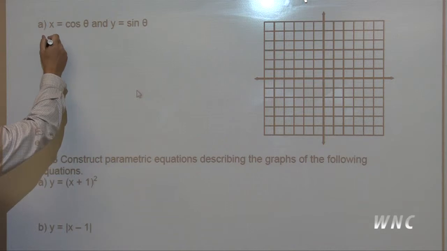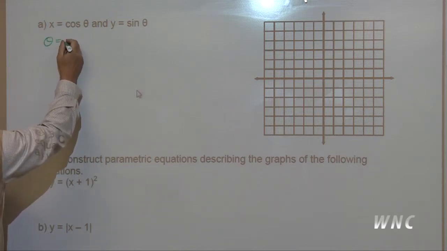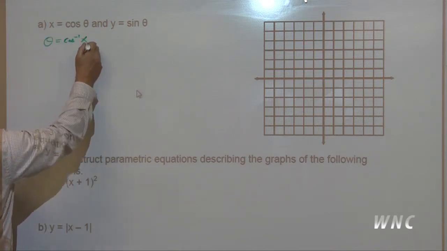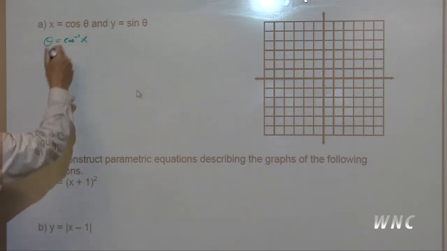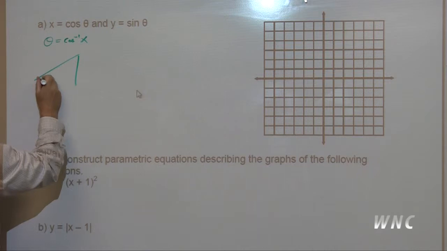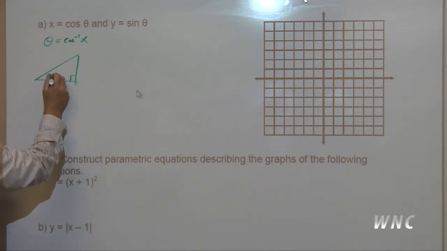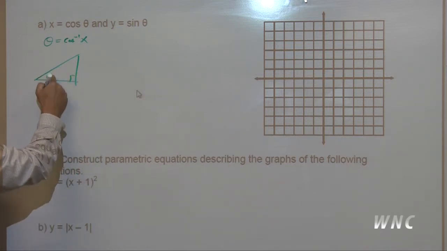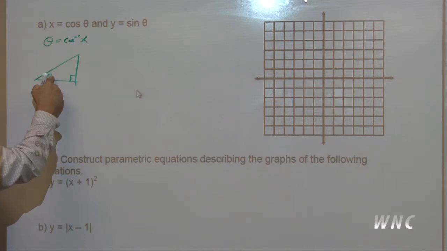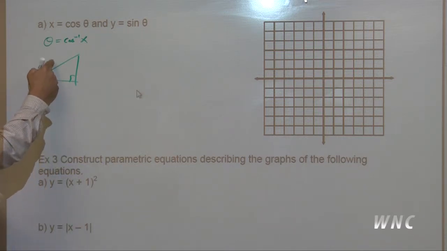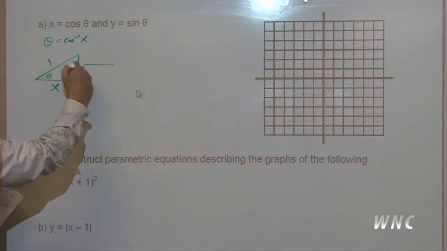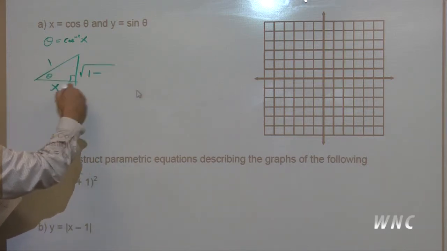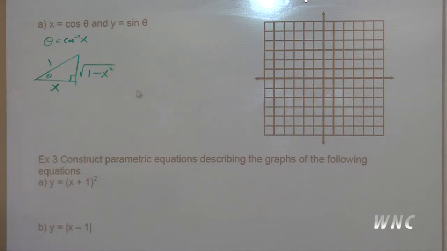Well, if we solve for theta, theta equals cosine inverse of x. And if we want to go back to thinking about this cosine theta, it means we have a right triangle. If this is theta, cosine of theta is x, so that's going to be the adjacent side over the hypotenuse, which means the other side is going to be the square root of 1 squared, which is 1, minus x squared.